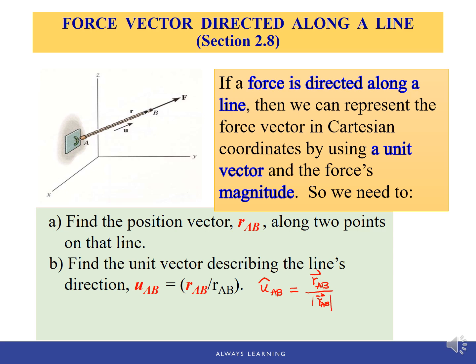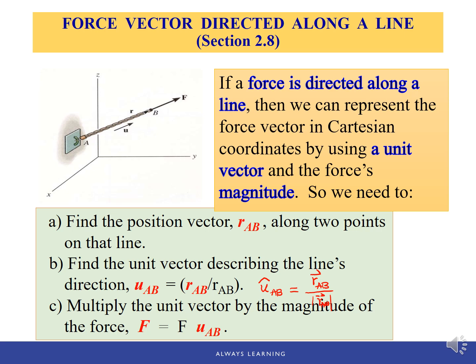Another way to write the magnitude of a vector is to use the absolute value sign. And now we have the direction, so the last step would be to multiply the unit vector by the magnitude of the force to have the force represented in Cartesian vector form.